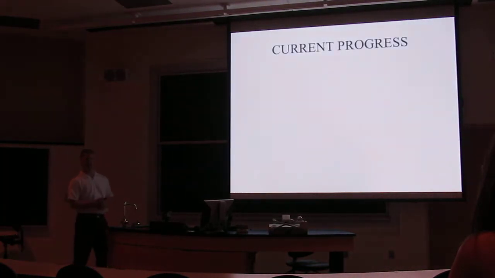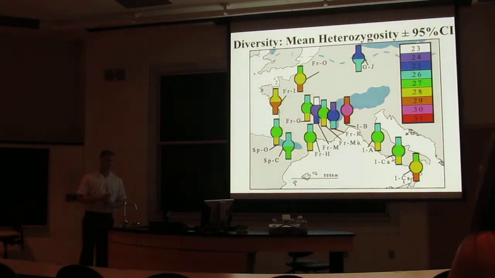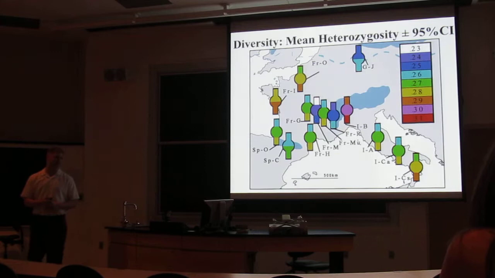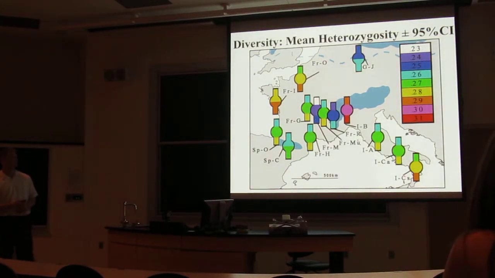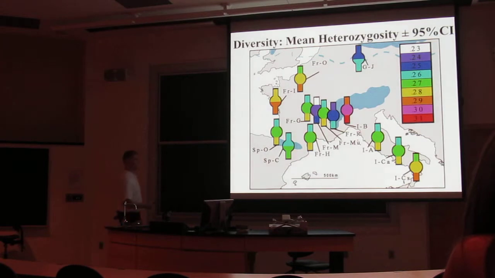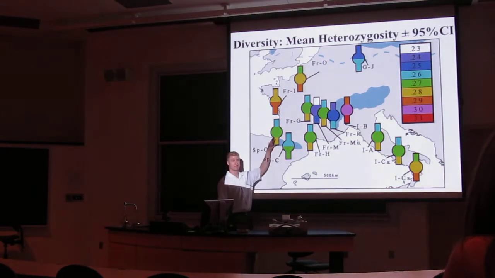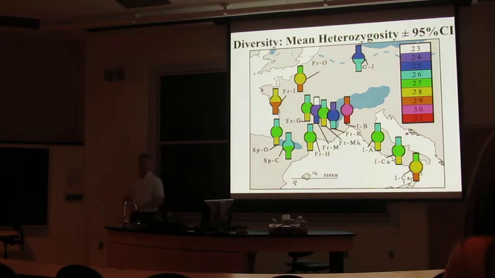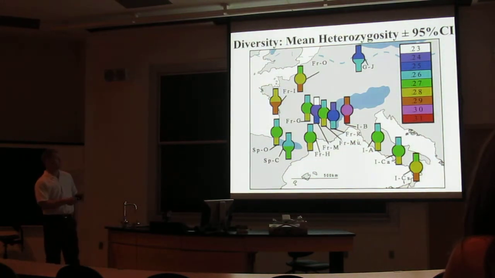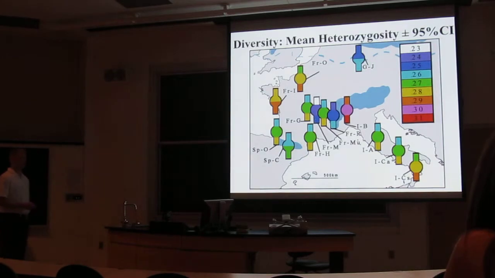So this is where I am so far in addressing these hypotheses. This is a figure of mean heterozygosity, my value of genetic diversity, plus or minus 95% confidence intervals. And I have increasing diversity shown in warmer colors with lower diversity shown in cooler colors. So the first thing to notice is that there's not really a clear pattern of south to north showing up in this data. What we can see is that this IB population has the highest diversity, and that's about it from there.